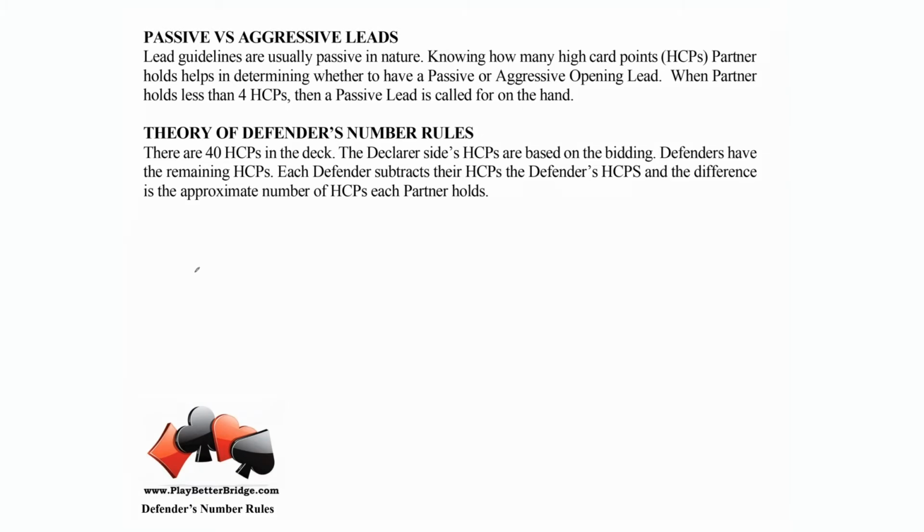Let's say the opponents are in game. Let's put them in 3 no trump. And that is generally 26 high card points. All right. And I'm not talking long suit points or short suit points, high card points only for these number rules. And there are 40 high card points in the deck. And if we subtract 26 from 40, that leaves 14. So as defenders, in theory, we have approximately, and I say approximately, 14 high card points.